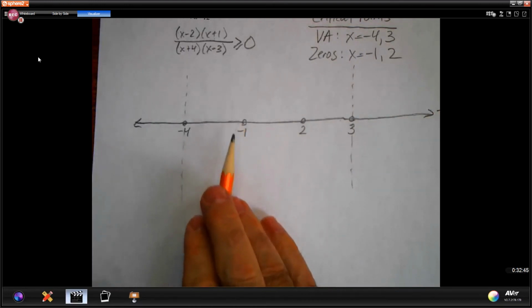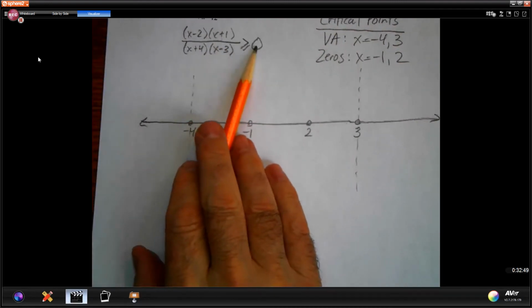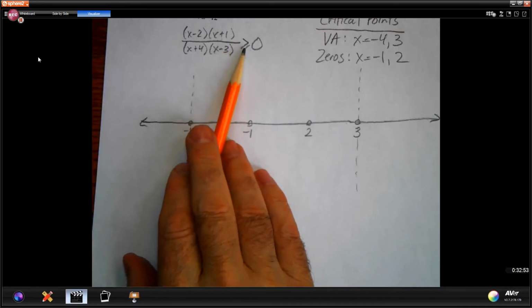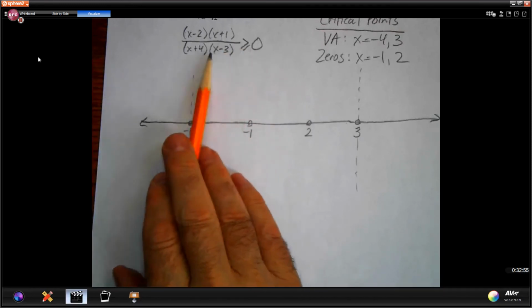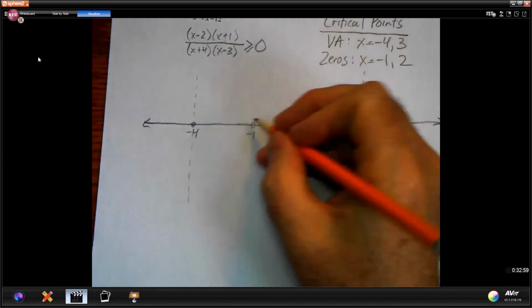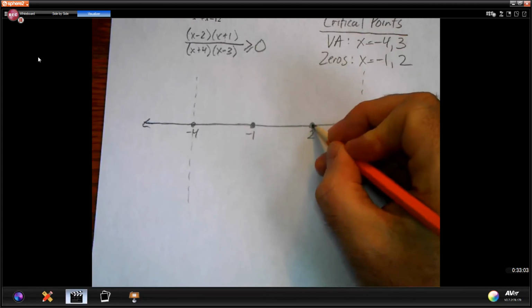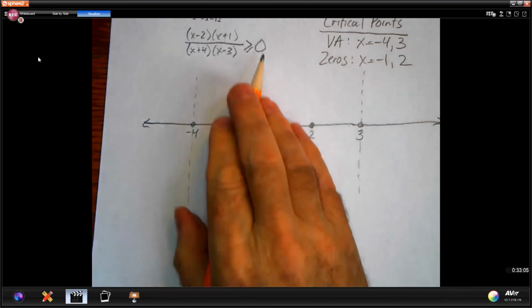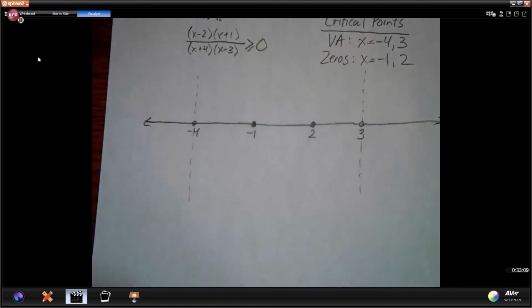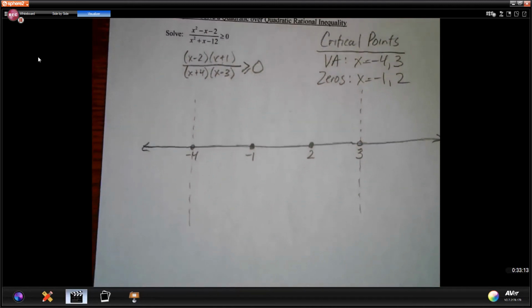Now, I can kind of look ahead at my solution here, because this tells me the zeros will be part of the solution. Greater than or equal to means I want the zeros as well. So right now I can actually include these as part of the solution, because the zeros are part of the solution, greater than or equal to. Okay, so now I've got 1, 2, 3, 4, 5 intervals.